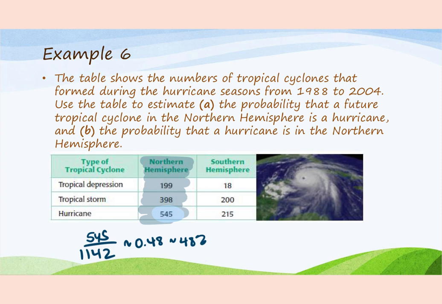B, the probability that a hurricane is in the northern hemisphere. So now we're talking about hurricanes first. Now we're going this way. So the probability that it's a hurricane and a hurricane in the northern hemisphere. So it's still 545, but this time it's out of 545 plus 215, 760. And then 545 divided by 760, 0.712, so 0.72 or 72%. Questions on that one?